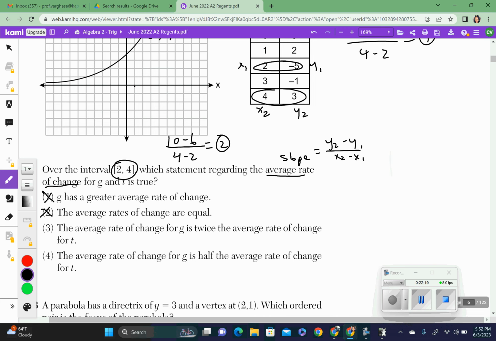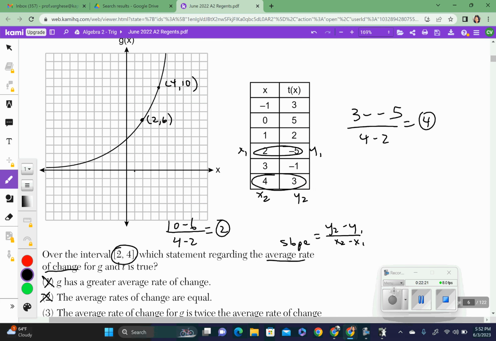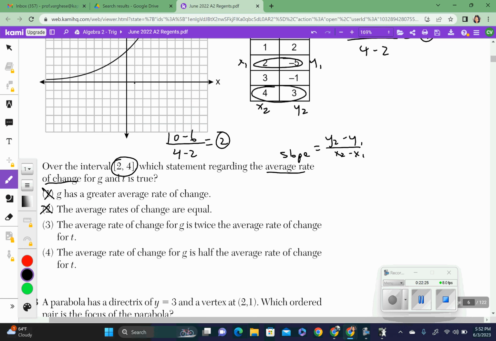So G, which is this one, 2 is not twice as big as 4. So I know that that's not true as well. The average rate of change of G is half the average rate of change for T. So 2 is half of 4. Half of 4. So that is true.